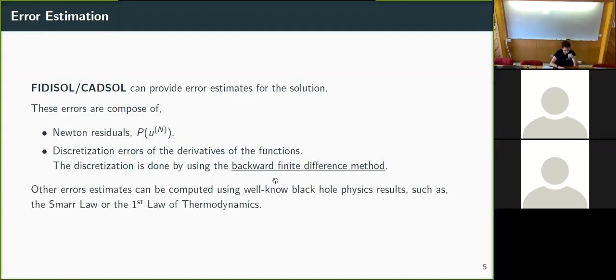Then, you can also do your own error estimations using, in this case, black hole physics results, such as the Smarr law, the first law of thermodynamics.